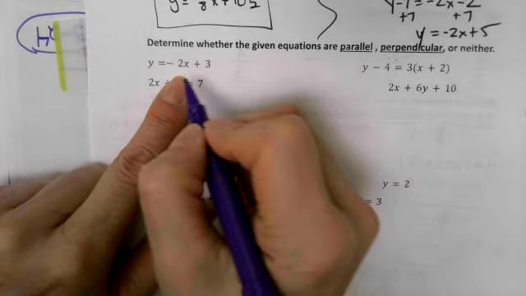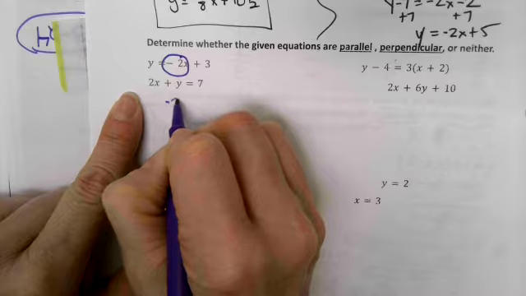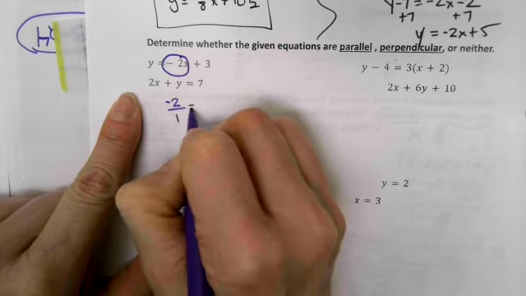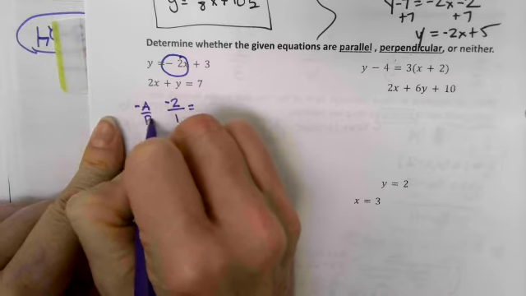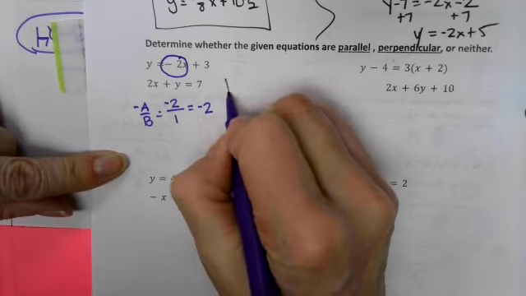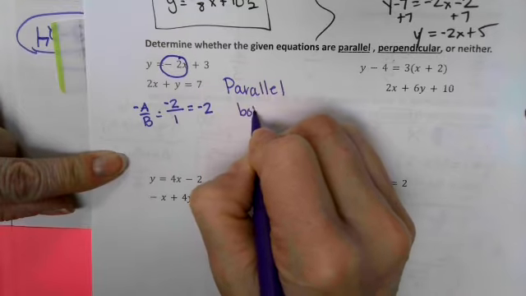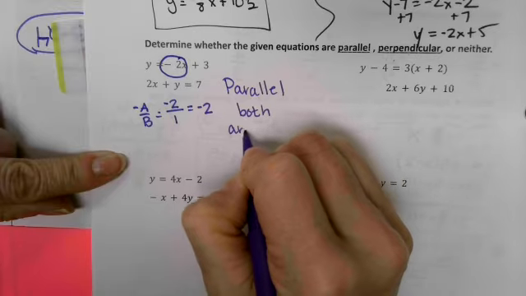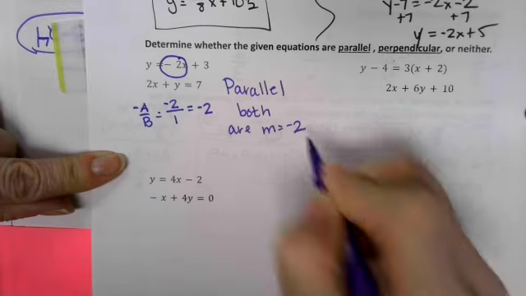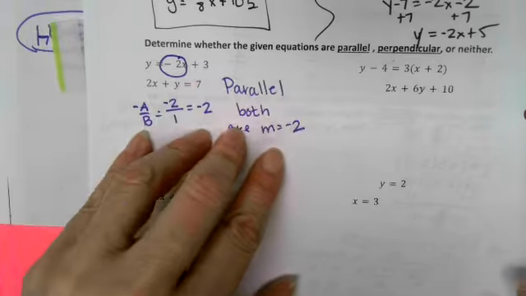So when I look here, I can see the slope is negative 2. Here, I'm going to say negative 2 over 1 equals negative 2. They're the same, so I'll say parallel. And both are m equals negative 2. It doesn't say to explain here, but I'm pretty sure in the homework it does.